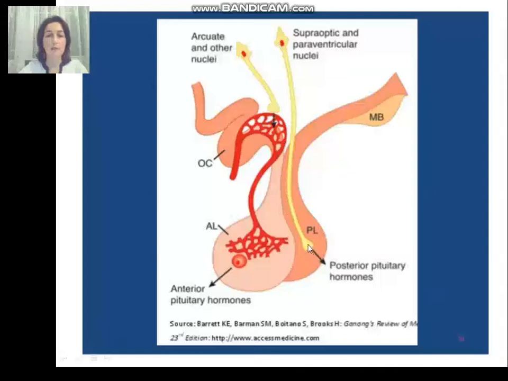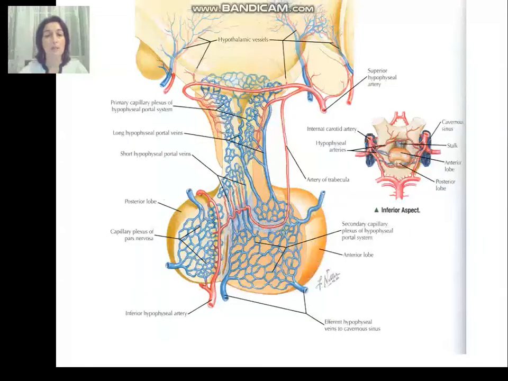Here the terminal parts of the axons form dilatations. They are called Herring bodies. Inside the Herring bodies, the hormones are accumulated, and when needed, they are released into the bloodstream. But to talk about the hypothalamo-adenohypophyseal system, we have to mention first of all the blood supply of the hypophysis.